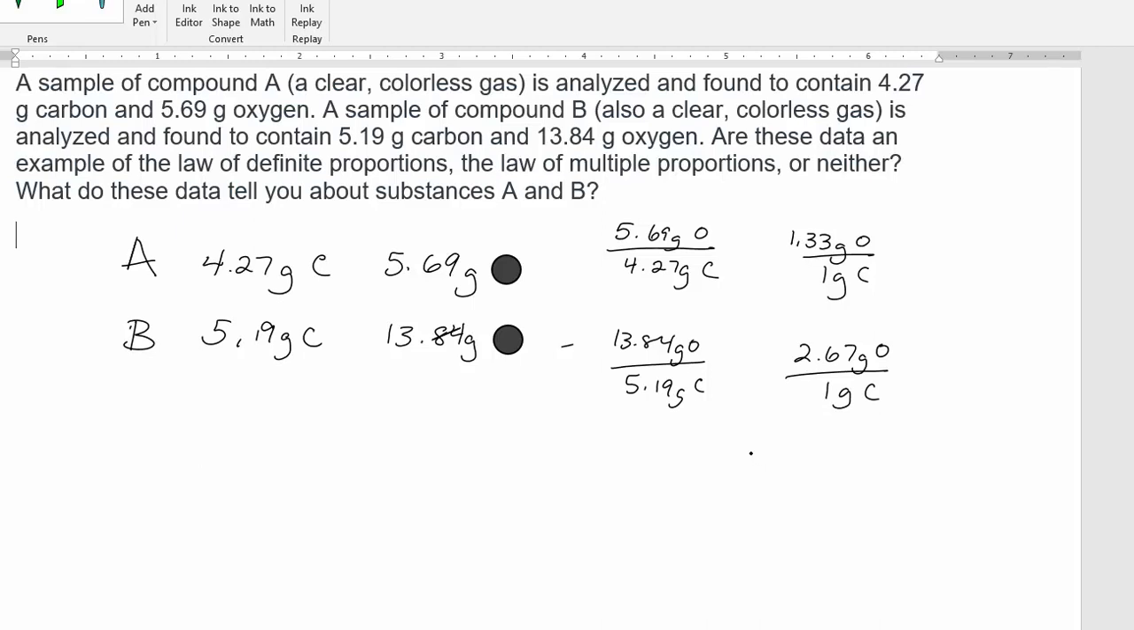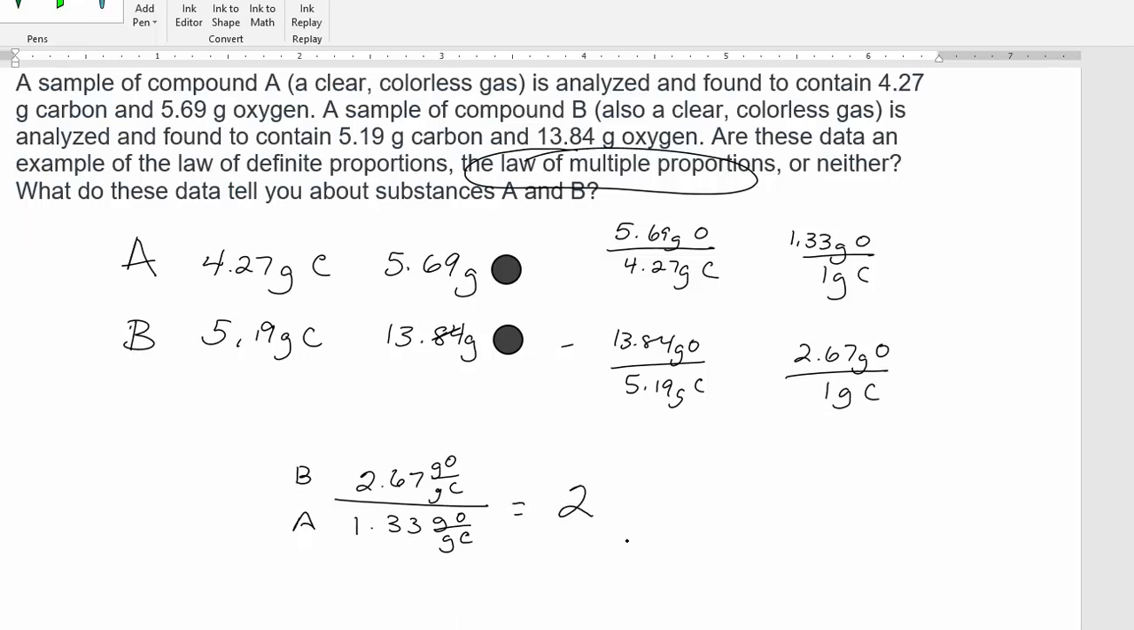And what do these data tell you about the substances? Well, this is the law of multiple proportions. It's not definite proportions. If it was, this would be the same. But this is the law of multiple proportions, because if I take that 2.67 and I compare it to 1.33, so I'm taking B and comparing it to A, what I get is a whole number. It tells me that I have the law of multiple proportions working here. And looking at these ratios, what I can tell is A and B are different compounds, and that B has twice as much oxygen per carbon.